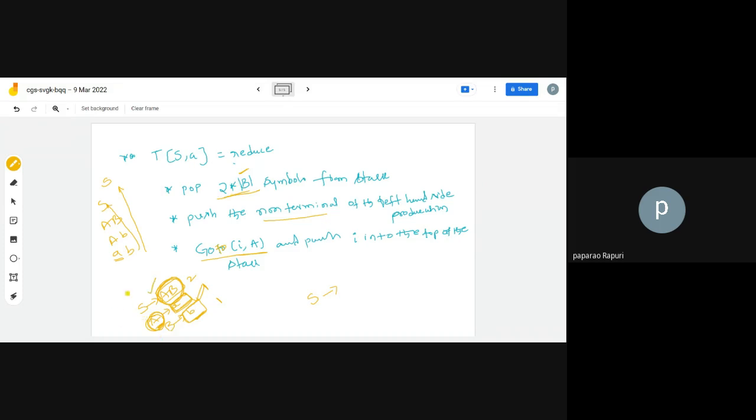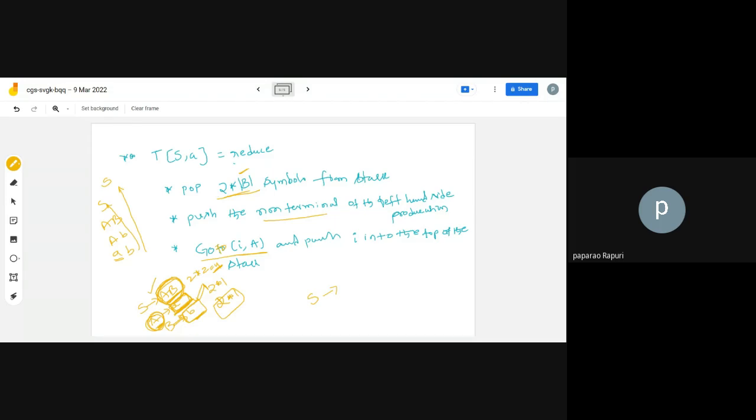Suppose in this case we need to pop 4 symbols, because 2 into the number of symbols, which is 2. For that purpose, when reducing, we need to pop 2 into B symbols. Here we pop 2 into 1, because we have one symbol on the right hand side. So we pop only 2 symbols. If you are unable to understand, sir, please wait for the example. There you will get good clarity.